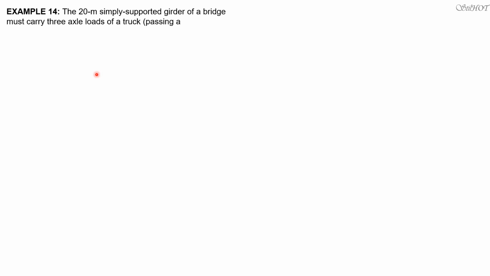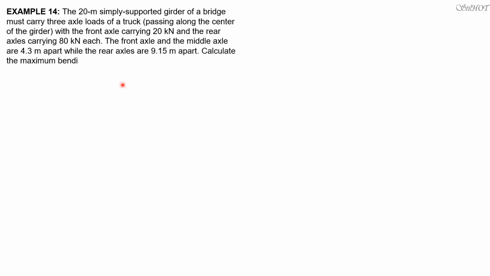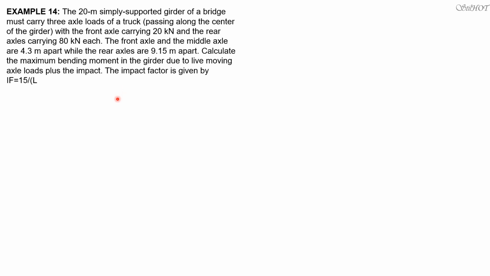Okay, let's have the solution to example 14. The 20-meter simply supported girder of a bridge must carry 3 axle loads of a truck which pass along the center of the girder, with the front axle carrying 20 kilonewton load and the rear axles carrying 80 kilonewton each. The front axle and the middle axle are 4.3 meters apart, while the rear axles are 9.15 meters apart. So calculate the maximum bending moment in the girder due to the live moving axle loads plus the impact.